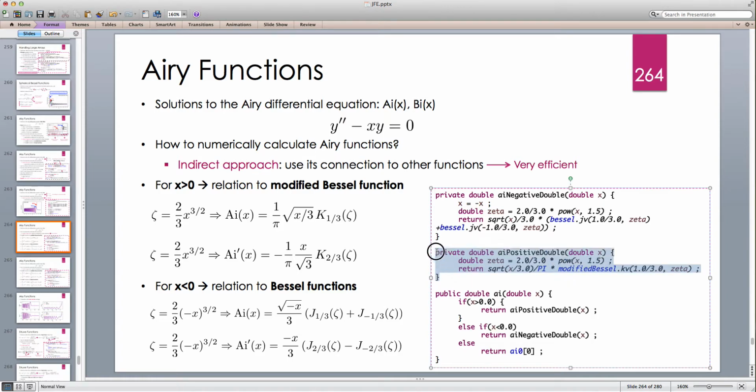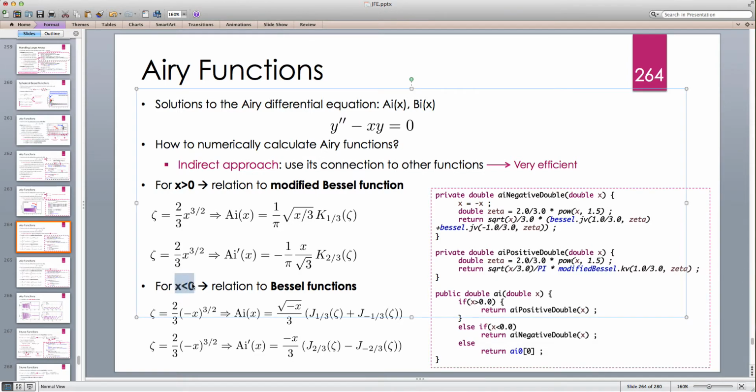And then for Ai positive double, which means it takes a real number, zeta is 2/3 power of x to 1.5, or 3/2, and then we calculate the square root of x over 3 divided by pi times the modified Bessel function, dot K nu. The nu parameter, or the index of the K, is 1/3, and then we evaluate at zeta.